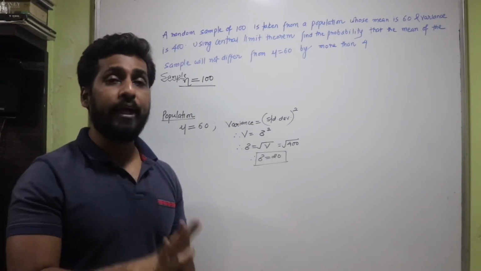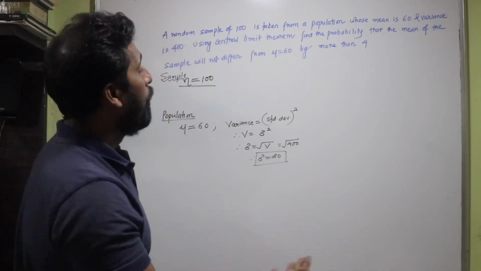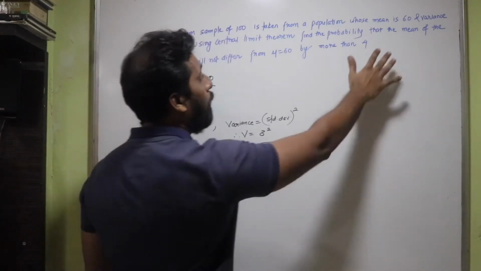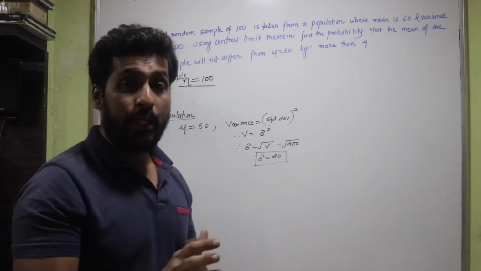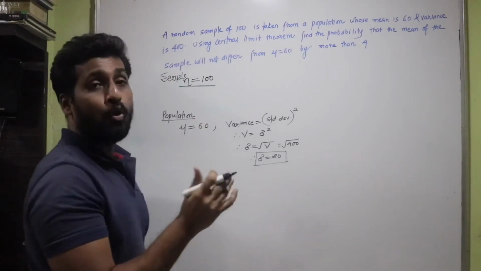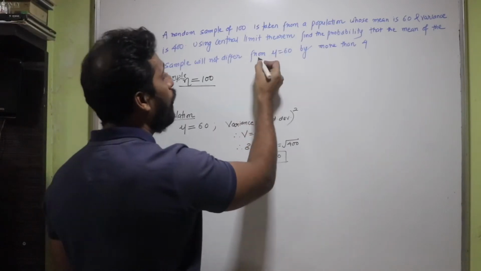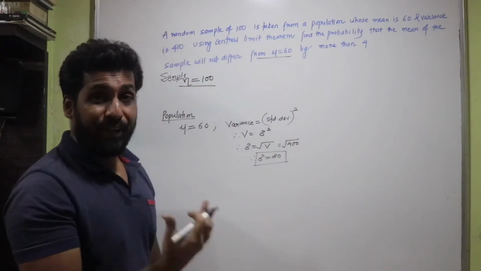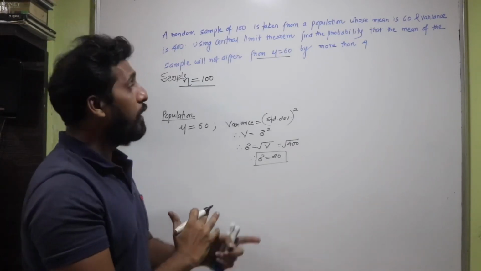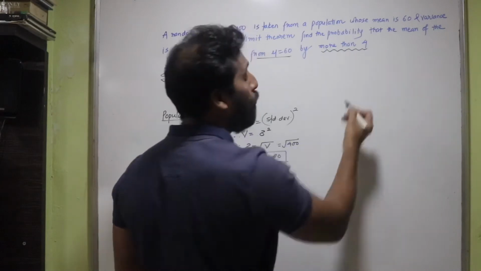So we are going to make use of the corollary of the Lindeberg-Levy theorem. So using the central limit theorem, find the probability that the mean of the sample, denoted by x bar, will not differ from mu equal to 60. So not differ, that means the difference of the mean of the sample and the mean of the population should not be more than 4.